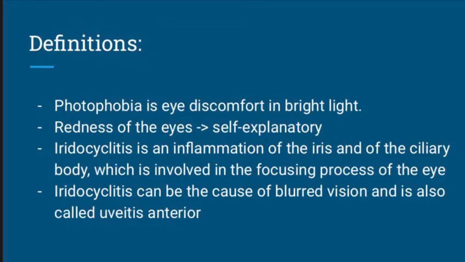This middle layer includes the iris, which is the colored part of the eye, and adjacent tissues known as the ciliary body, which is involved in the focusing process of the eye. Symptoms include red, sore and inflamed eye, blurred vision, photophobia, which is an eye discomfort at bright light, small or irregular shaped pupils, headache, and sometimes a dull pain.